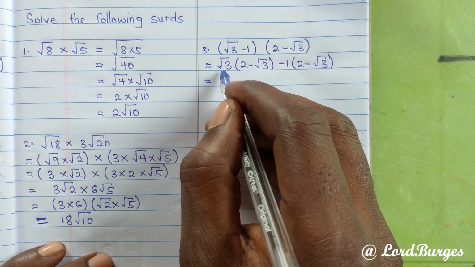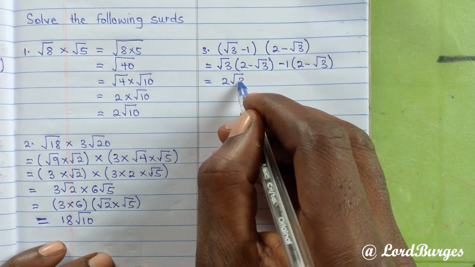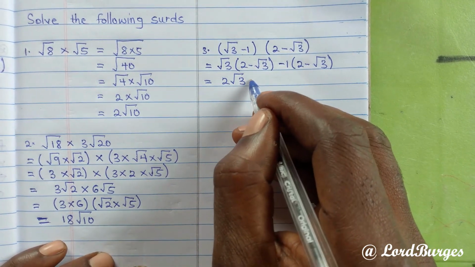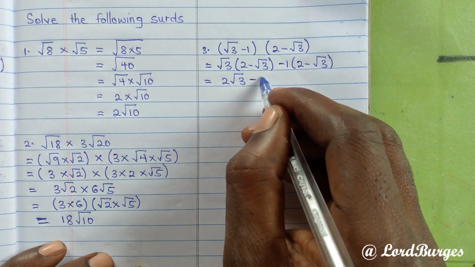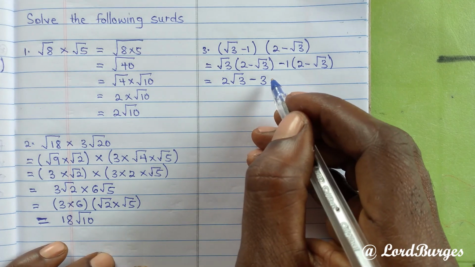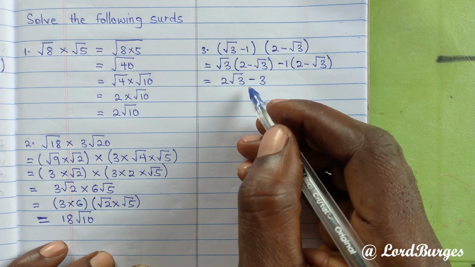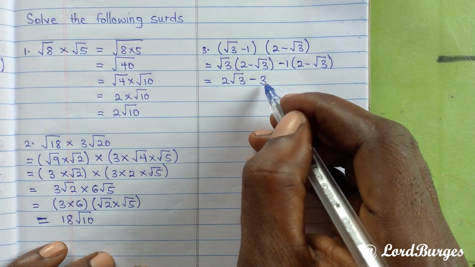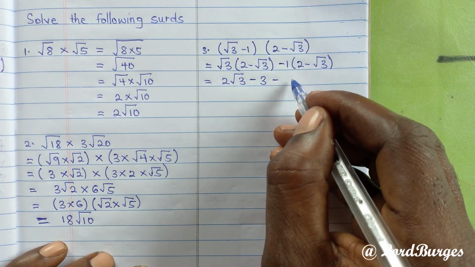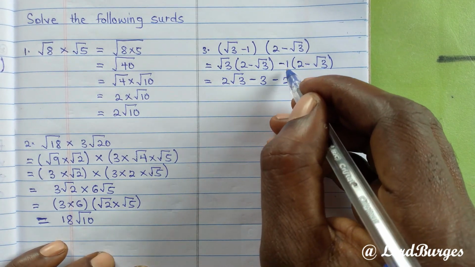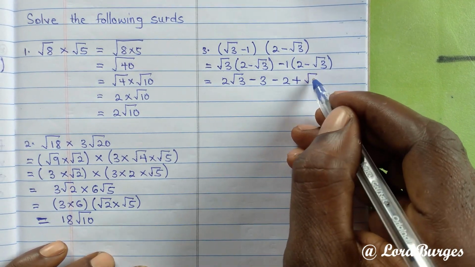So root 3 by 2 will give me 2 root 3 minus root 3 times root 3 will result in 3, because the property of surds says that the root of a number times itself will result in the number without the root sign. So negative 1 times 2 is negative 2. Negative 1 times negative root 3 will result in positive root 3.